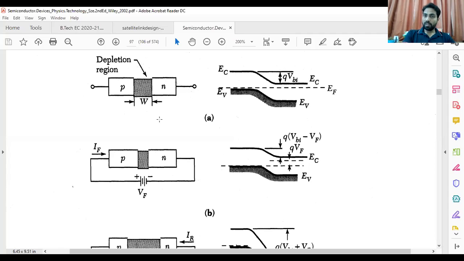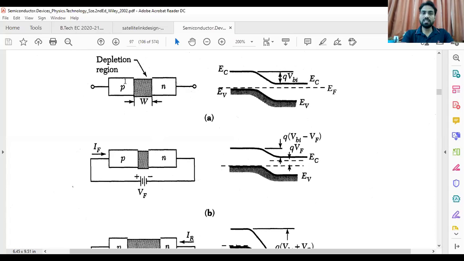When nothing is connected across these two terminals, we say this is a simple PN junction. And in this PN junction, the diode creates a depletion region at the junction. This is a very natural phenomenon, and we talked last time about how this depletion is created.